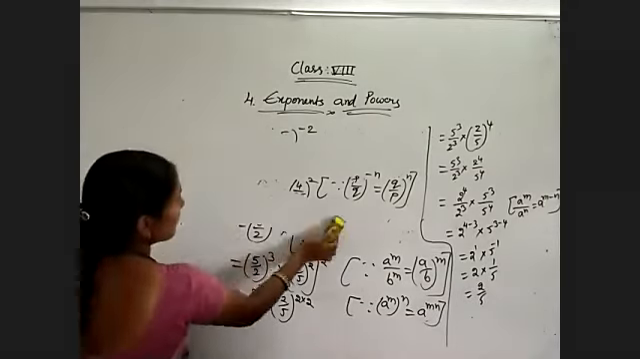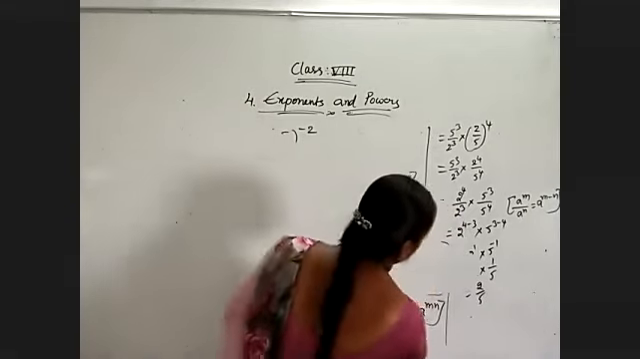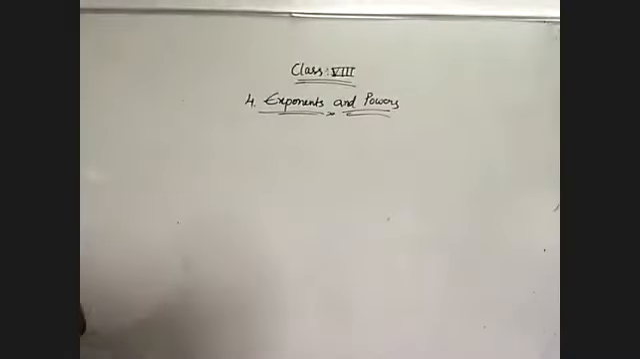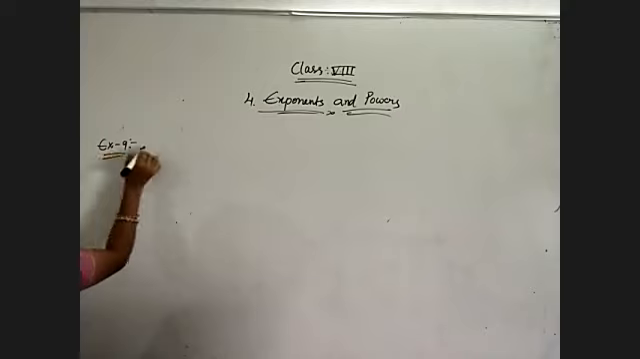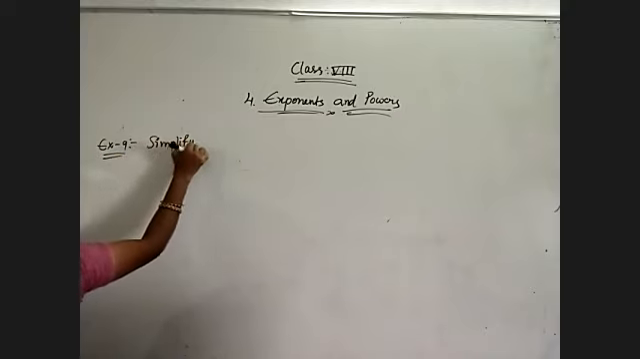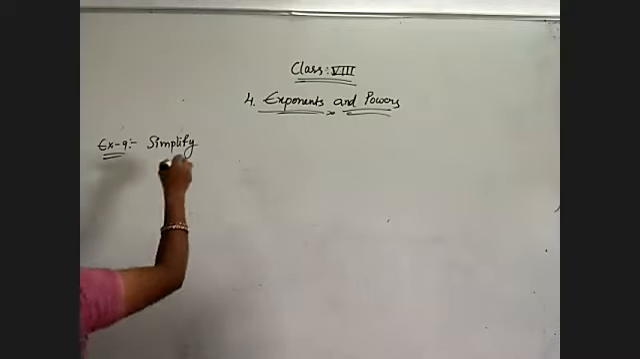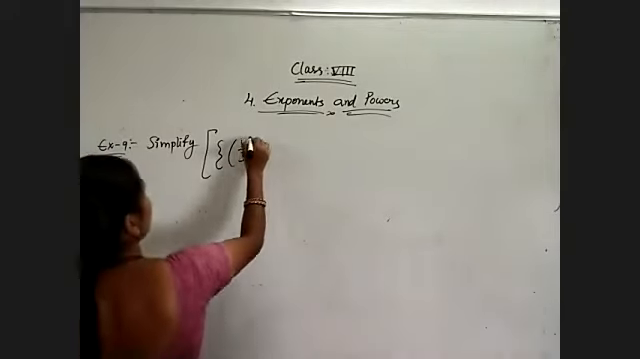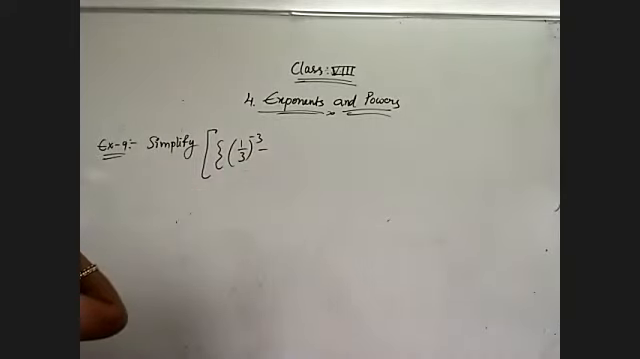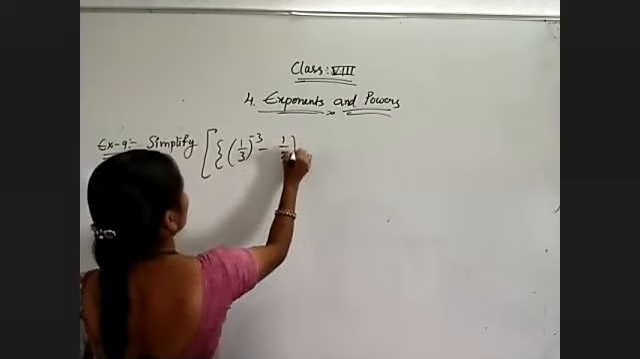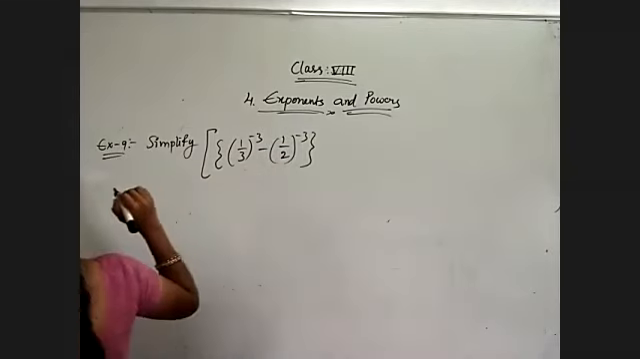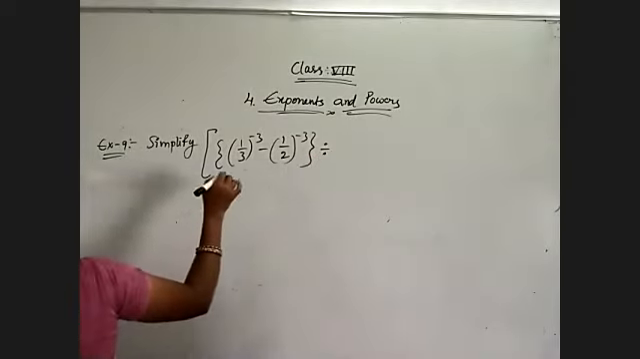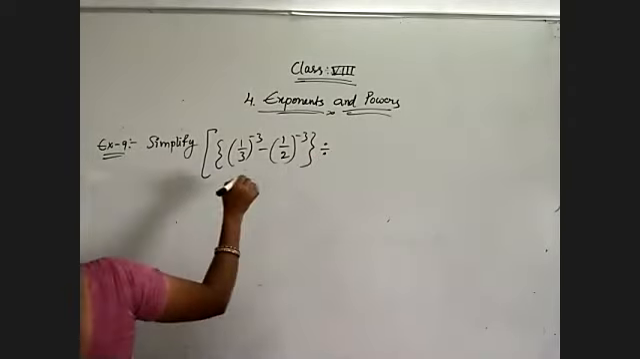Example 9. Simplify: 1 by 3 whole power minus 3, minus 1 by 2 whole power minus 3, divided by 1 by 5 whole power minus 2.